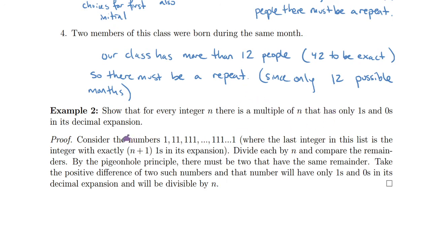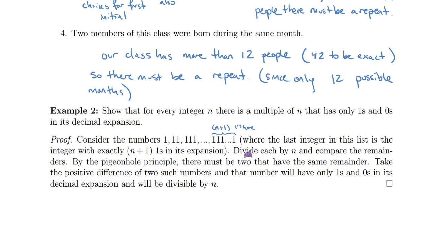Here's the clever argument. What you're going to do is consider these numbers. Here's a list of numbers: 1, 11, 111, then 1,111, and so on until you get to this number right here. This last integer in the list is the integer with exactly n plus 1 ones in its expansion. So that's the number with n plus 1 ones.